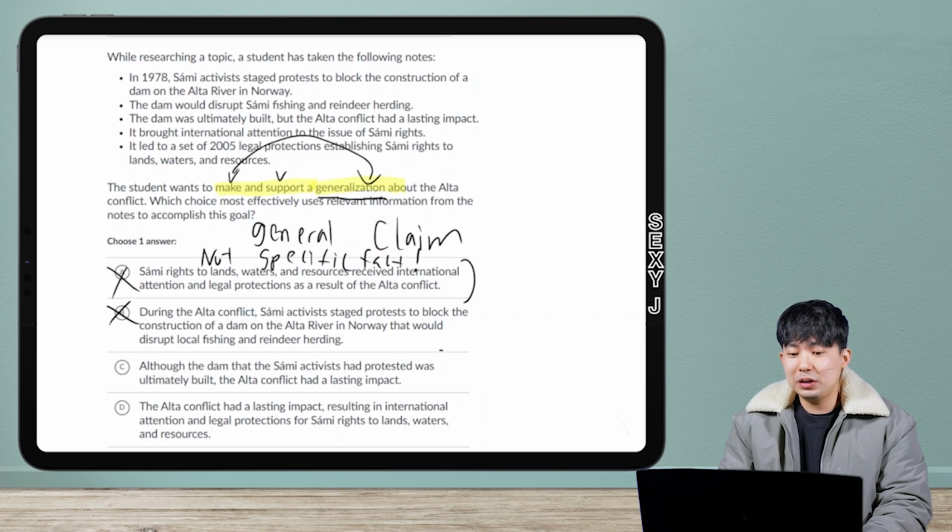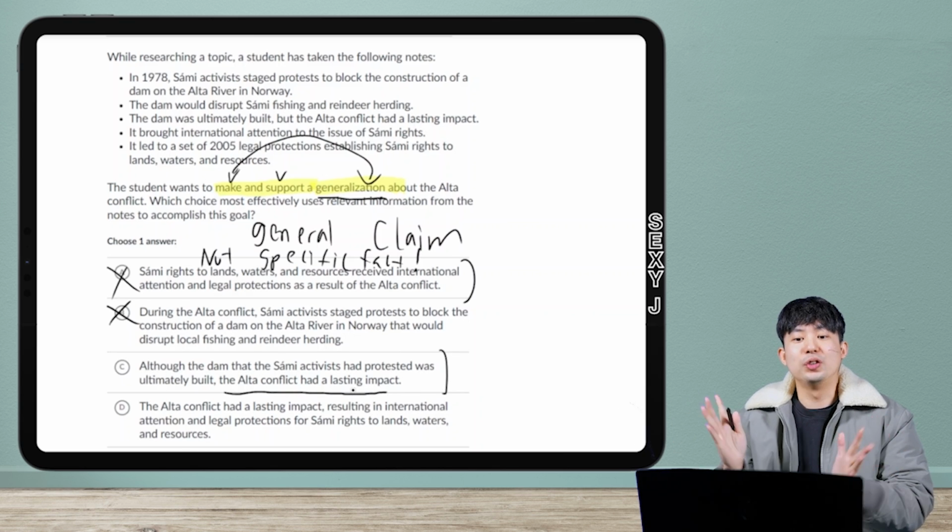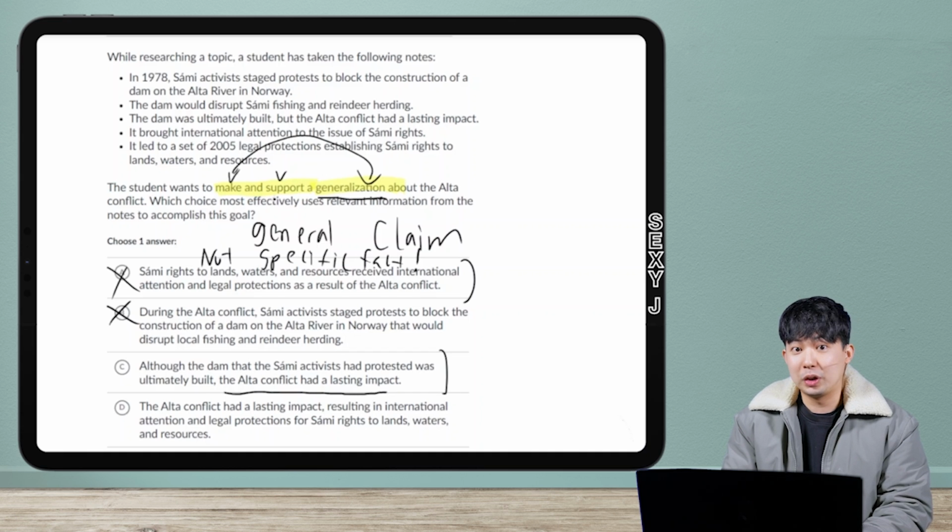C is a very good example of a generalization. The Alta conflict had a lasting impact. That's a very general and vague claim. Like, yay, that works? No, because that's why I put the check marks in the beginning of the video. Make and support. Make the generalization works.